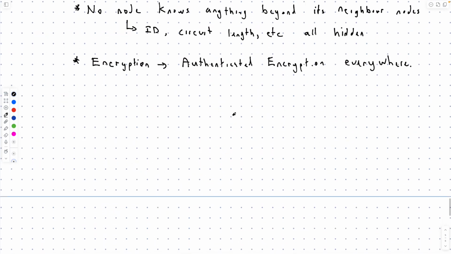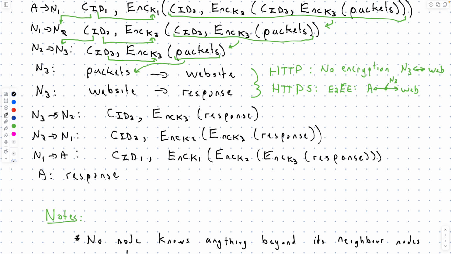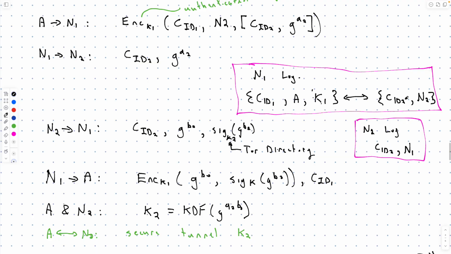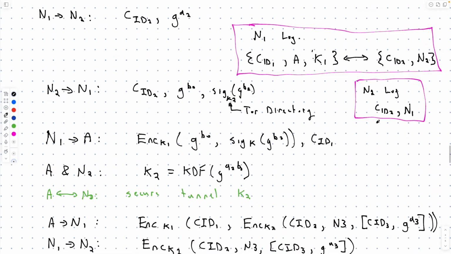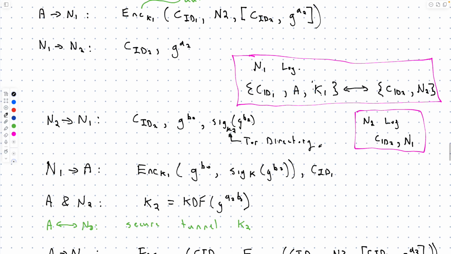And then similarly, when we look at the responses, what N2 receives again is a CID3, and it can't decrypt this. This is encrypted with K3, so all it knows is this one CID3. That's all it knows. So the only thing it can infer is whatever is in its log about CID3, which is the same information that we just covered. Okay, so that's the only thing that we need.